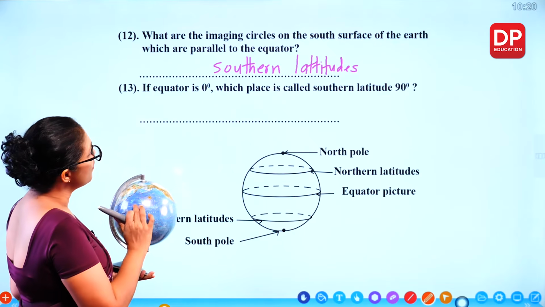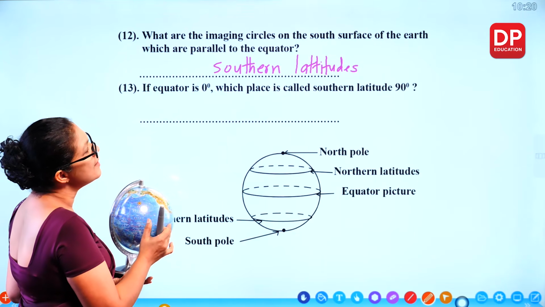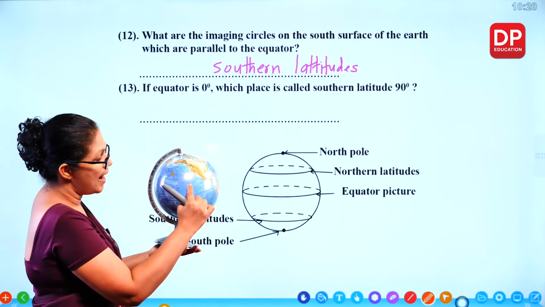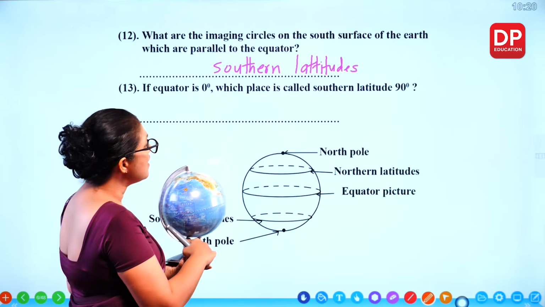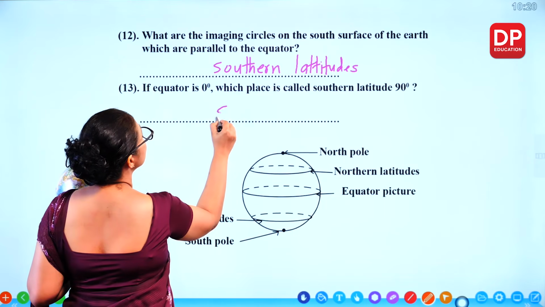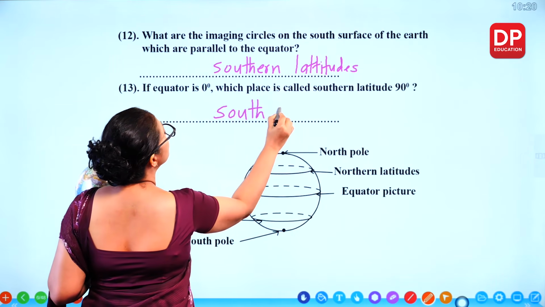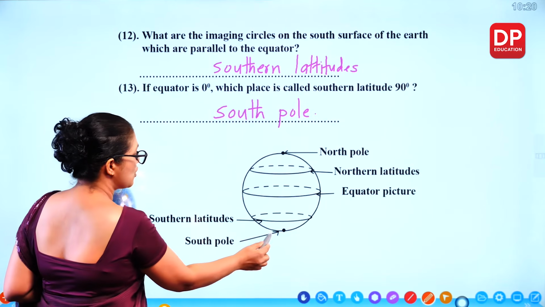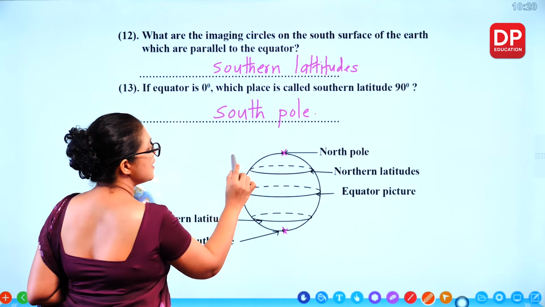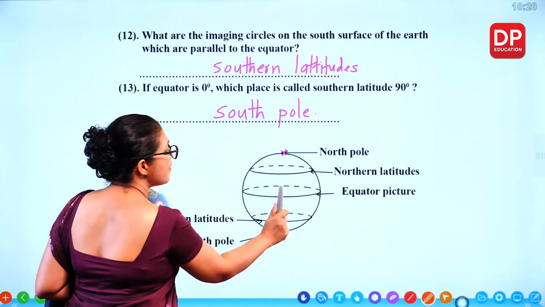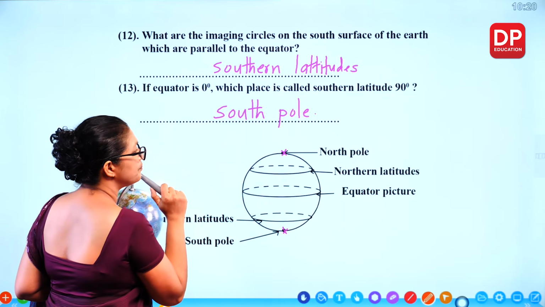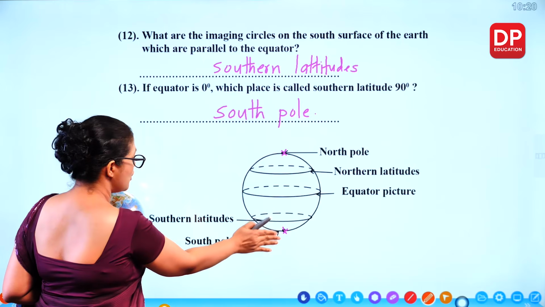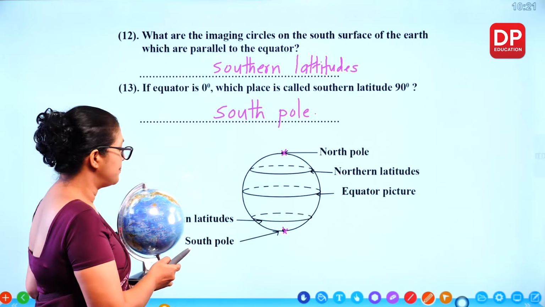If equator is 0, which place is called southern latitude 90 degrees? So this way 90 degrees. So this is 0 and 90 degrees southern is the South Pole. Now clearly you can see the diagram. South Pole is here, North Pole is here. So these are the parallel lines to the equator. So we call northern latitude to north side, southern latitude in the south side.